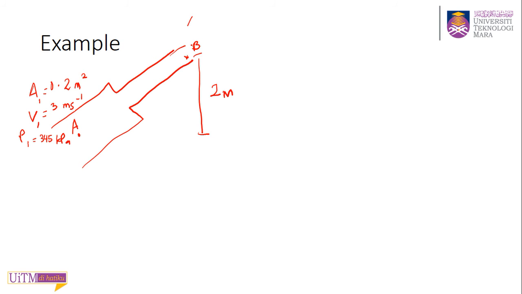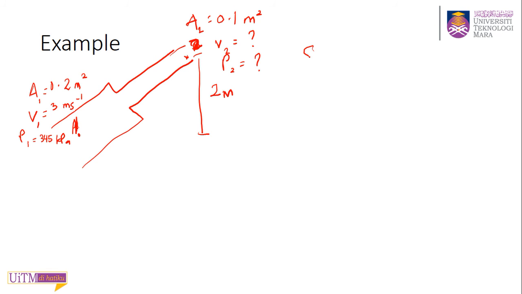Okay, and they provide you with the area at point B. Let's say this is number 2, like last time, so that we are consistent. So this is 1, that's 2. The area A2 is smaller than this, so it should be 0.1 meter square. They didn't give you the velocity at point 2, and they also don't give you the pressure. Now they ask you to calculate P2.